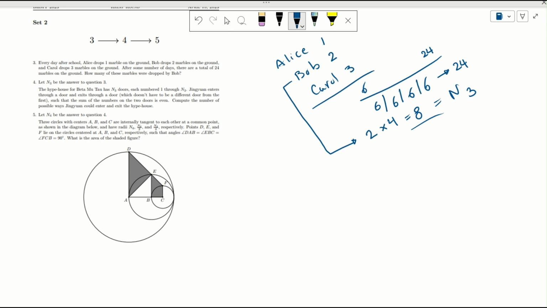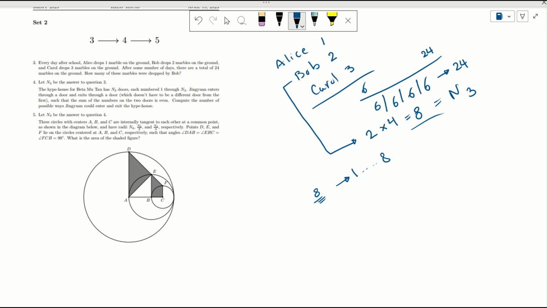In this question, we have a house, and the house has N3 doors, each numbered from 1 to N3. So we have a house. The house has N3 doors. So basically we have 8 doors, and the doors are numbered from 1 to 8.